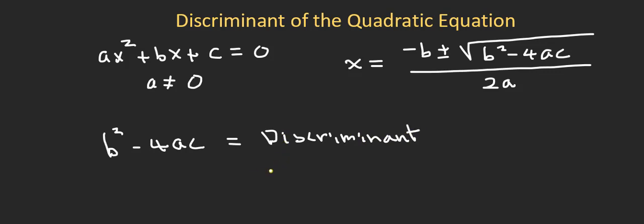And what's so nice about the discriminant is that depending on whether the discriminant is greater than 0, equal to 0, or less than 0, it tells us what kind of solutions we're going to have and how many x-intercepts the graph will have.